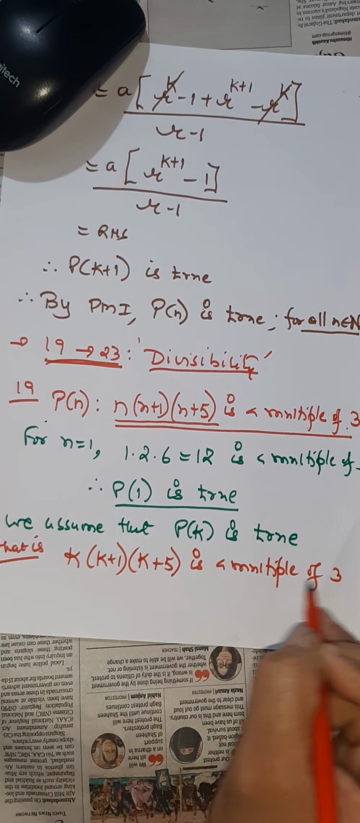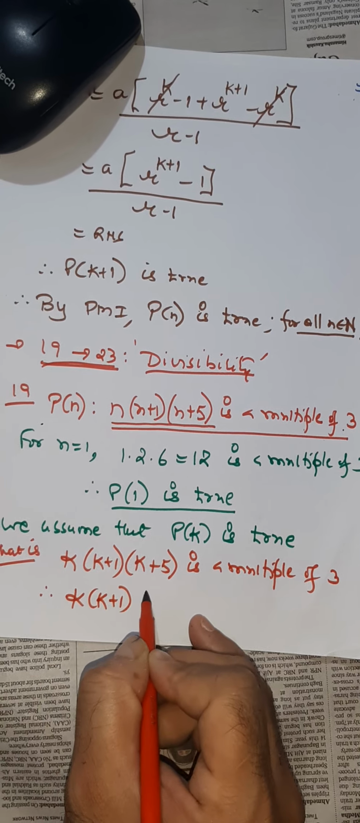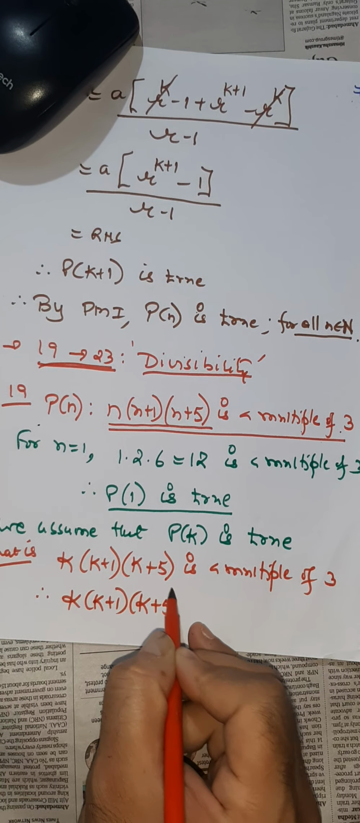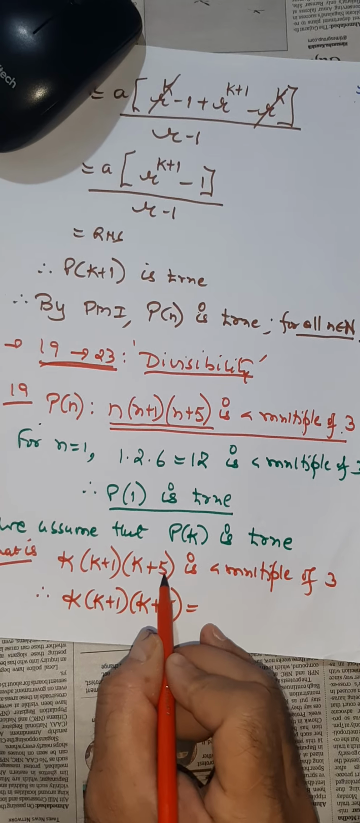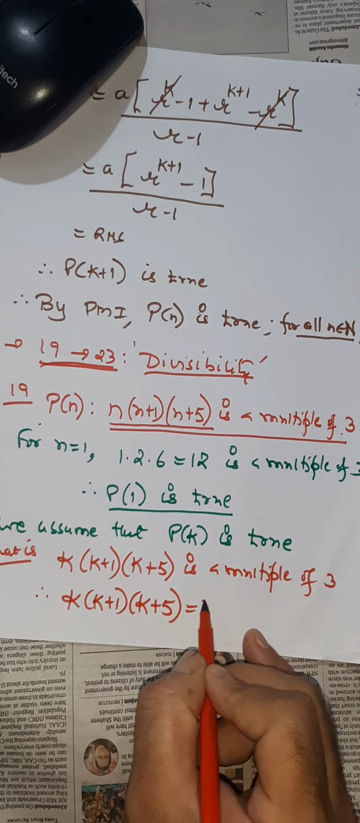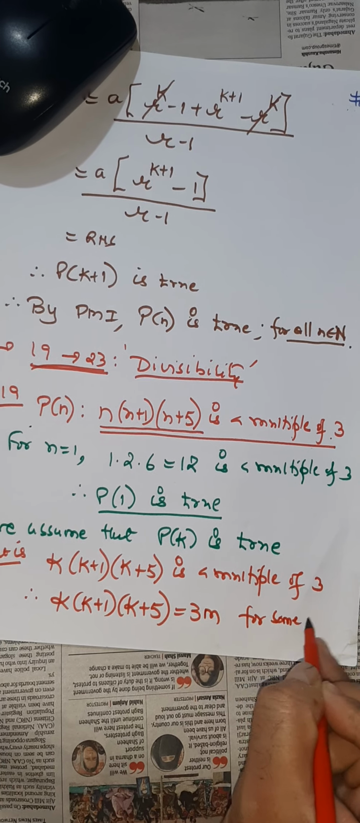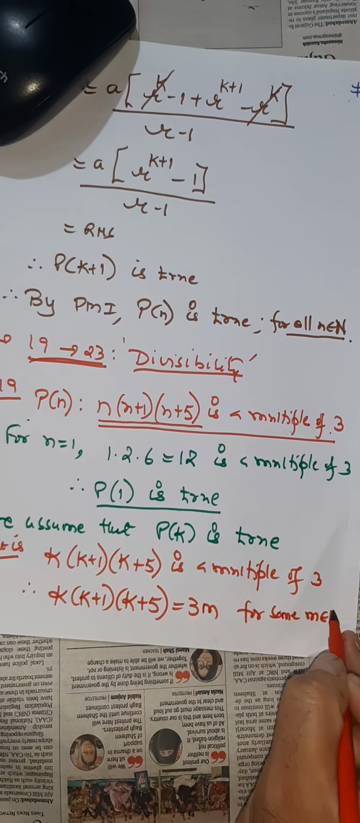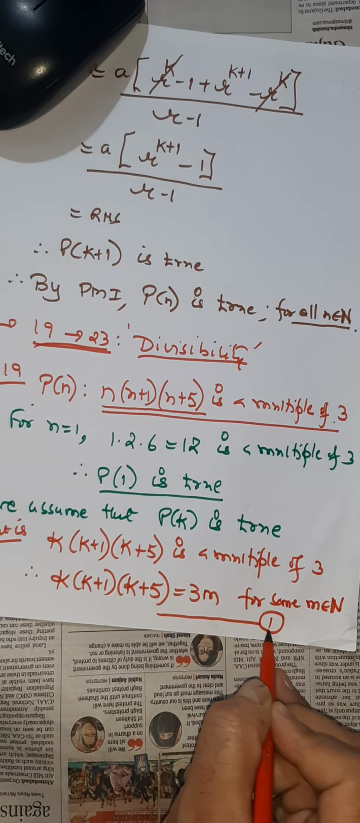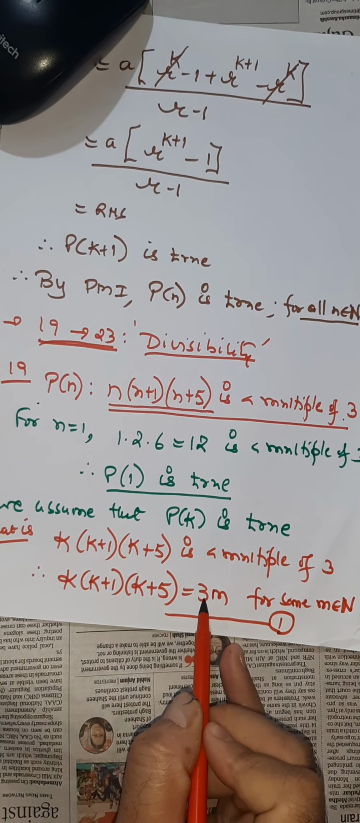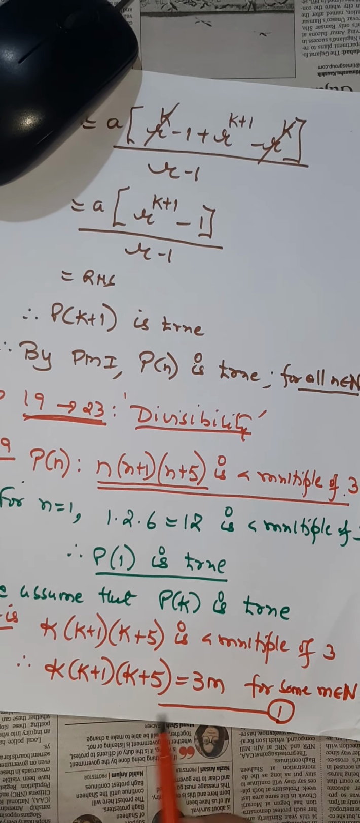Multiple of 3 means what? You can write like this. Therefore, you can write k into k plus 1 into k plus 5 equals a multiple of 3, which may be 3, 6, 9 and so on. So I can write 3m for some m belongs to n. I hope this is clear. Call this as 1. Multiple of 3 means what? It may be 3, 6, 9, 12. So you can write in general 3m, remember.